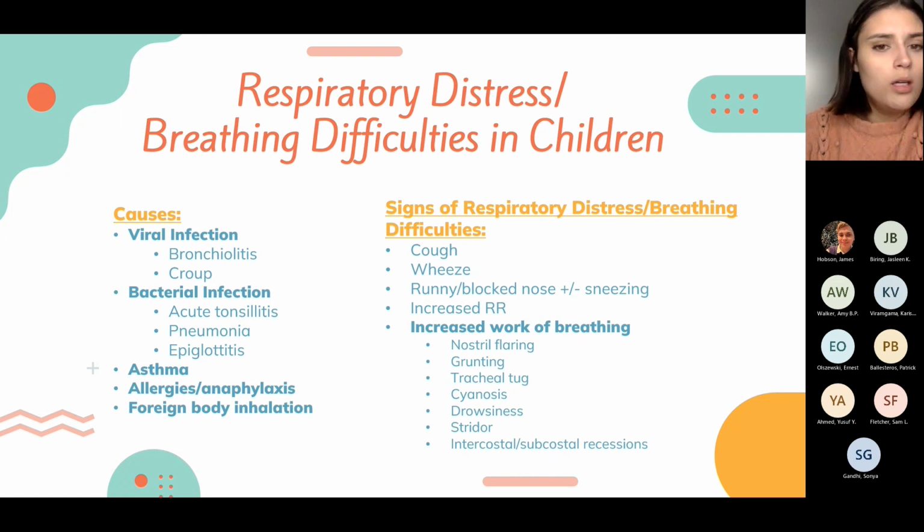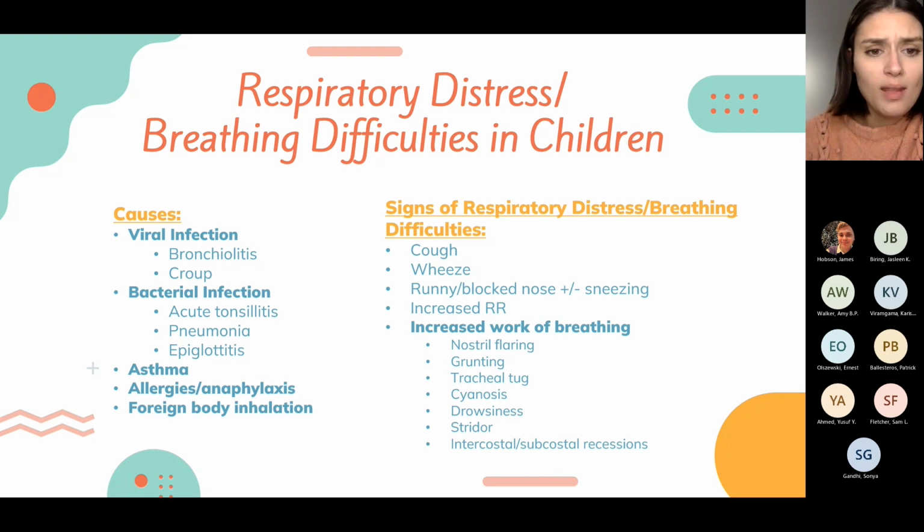So there's loads and loads of reasons that a child might present to you with either just breathing difficulties or actual respiratory distress. So viral infection, bacterial infection, it might be an asthma exacerbation. It could be allergies or anaphylaxis, or they might have inhaled a foreign body. There are other causes as well, like smoke inhalation, passive smoke inhalation if their family members smoke and things like that. But those are some key ones I've popped there.